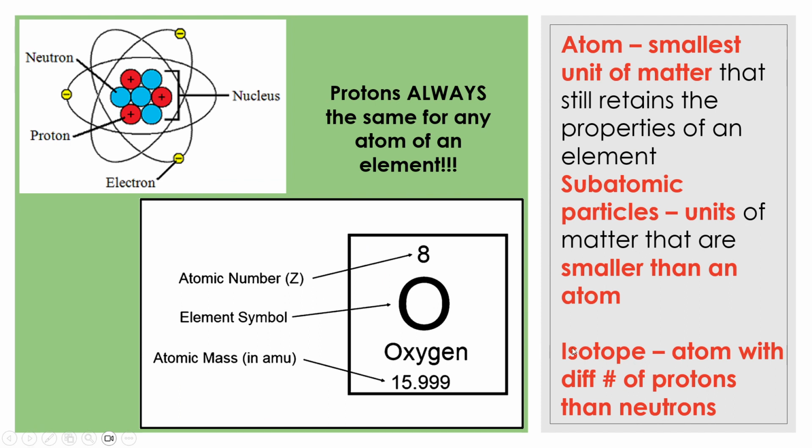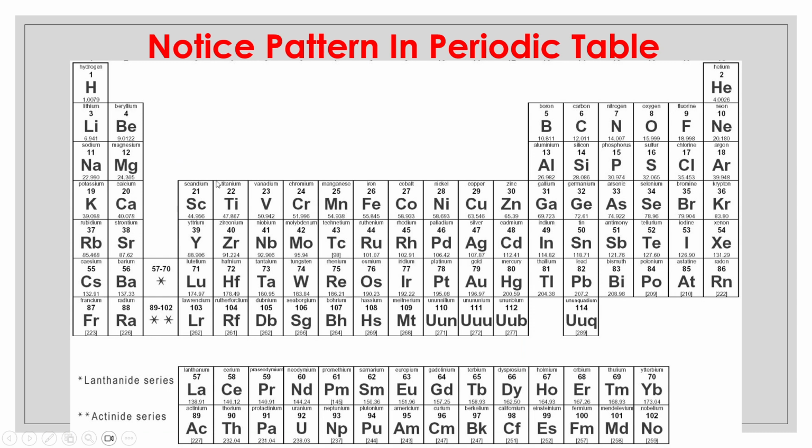So, an isotope is where you have a different number of neutrons than you had. If you change the number of neutrons, you are an isotope. If you change the number of electrons, you're an ion. That's not on there, I'm just throwing it out there. But you cannot change the number of protons and remain the same element.